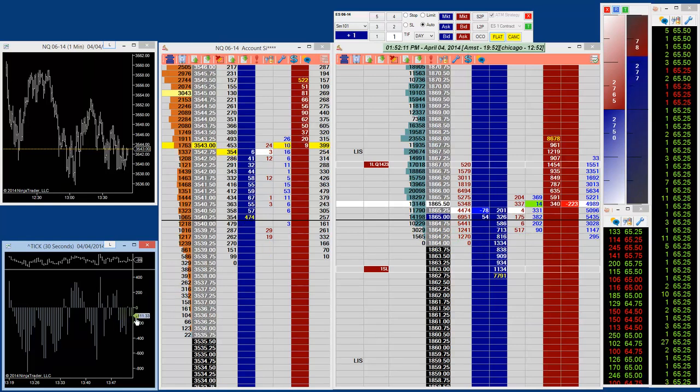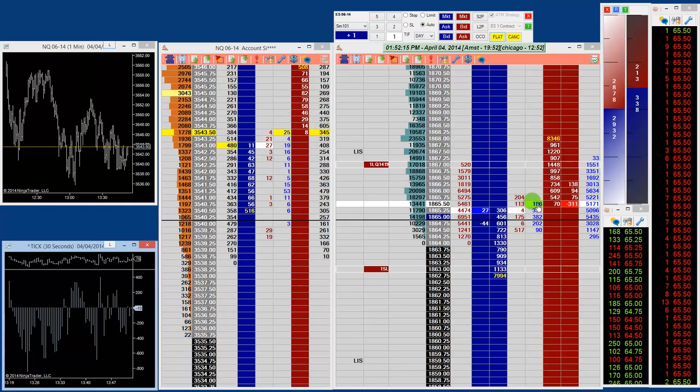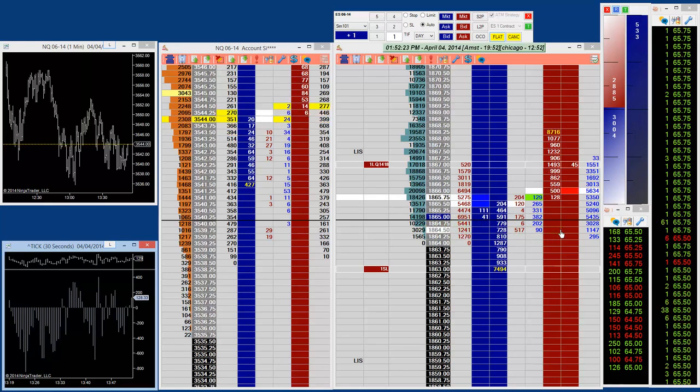Tick's still not really pushing down. The Nasdaq's making new progression upwards. So it's not a terrible position we're in. We've just got some downside risk. We just had 1100 contracts flashing at 64.50.